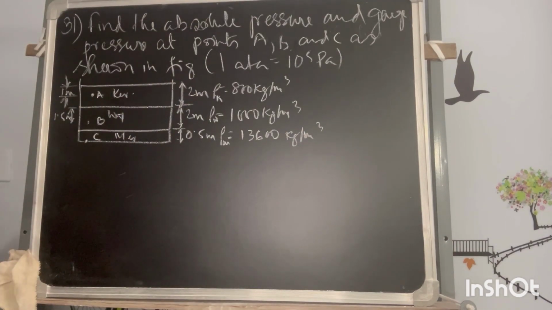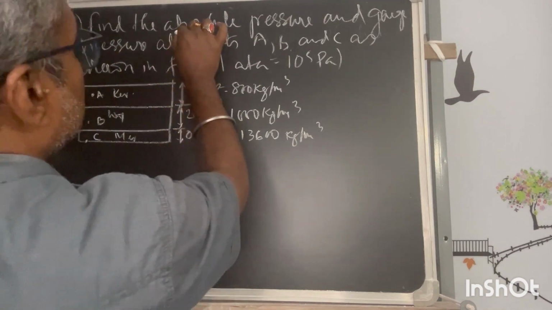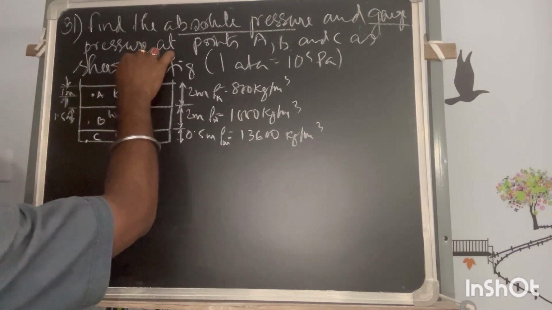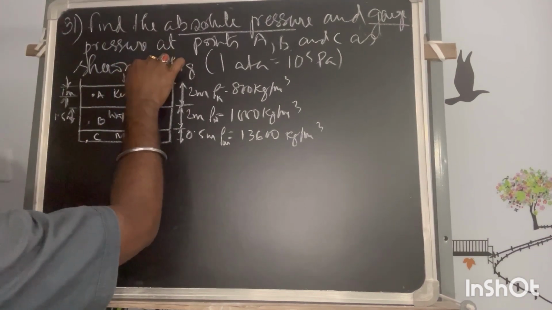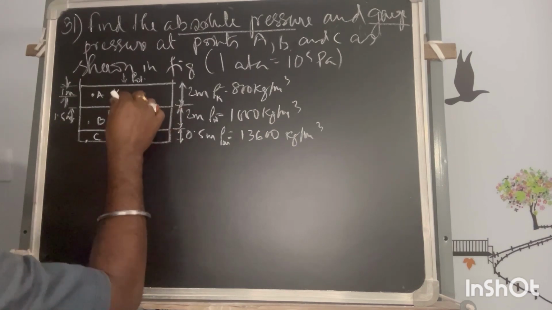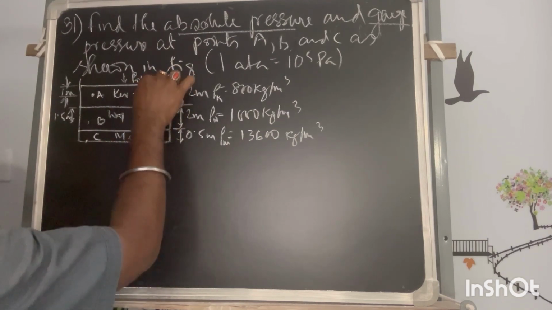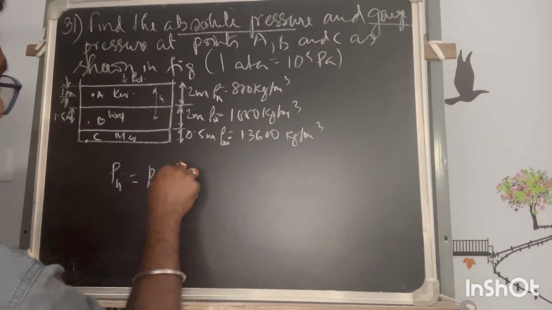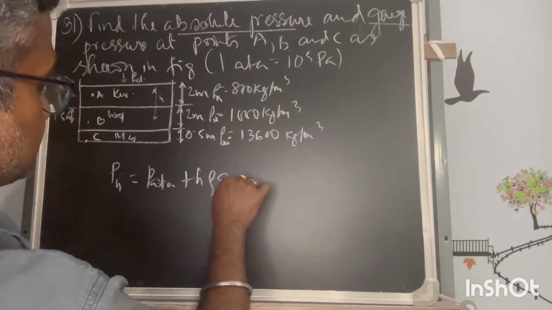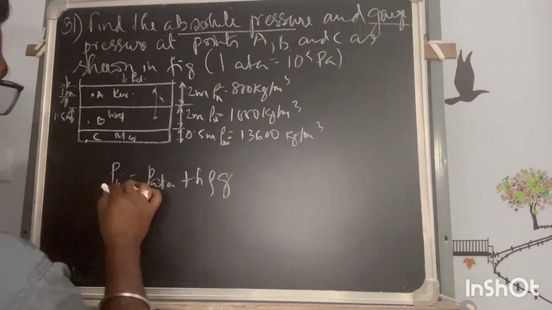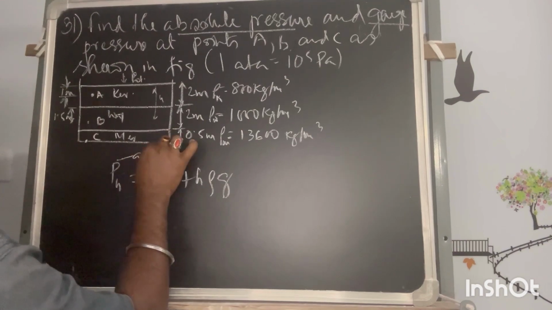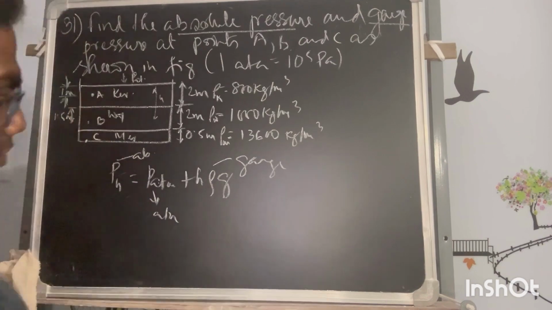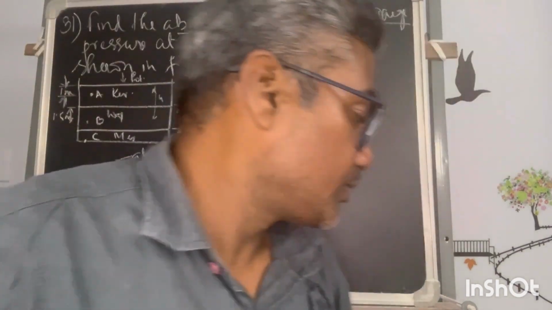So now we have to find the absolute pressure and the gauge pressure. As you know, on any surface atmospheric pressure always acts, P atmospheric. So my pressure at any height H is given by P_H equals P atmospheric plus H rho g. This is the basic formula, where this is absolute pressure, this is atmospheric pressure, and this is your gauge pressure, that you know from the theory itself.